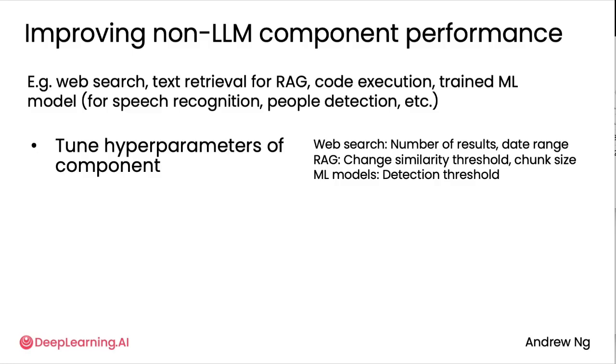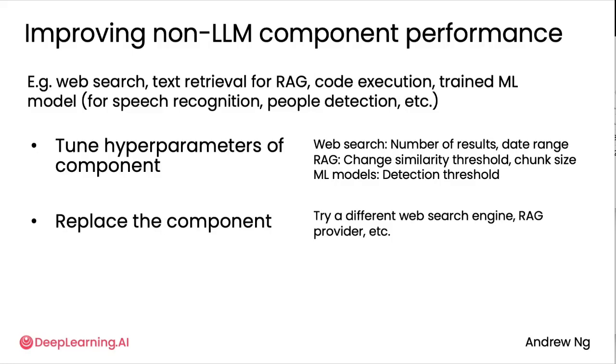And then of course, you can also try to replace the component. I do this a lot in my agentic workflows, where I'll swap in different RAG search engines or different RAG providers and so on, just to see if some other provider might work better. Because of the diversity of non-LLM based components, I think the techniques for how to improve it will be more diverse and dependent on exactly what that component is doing.